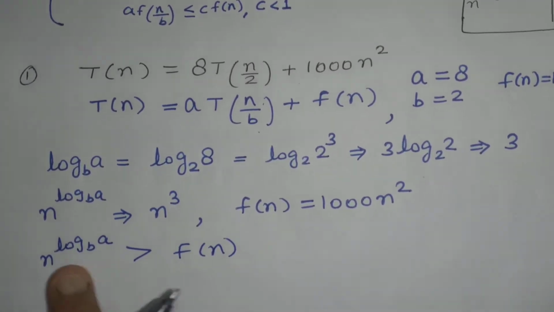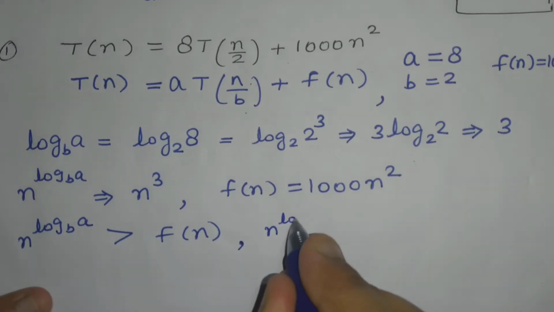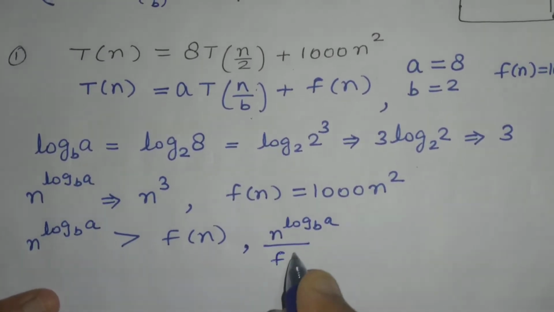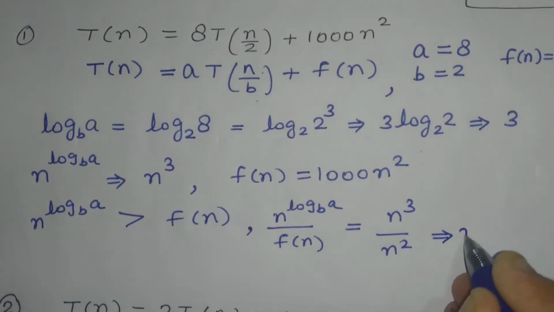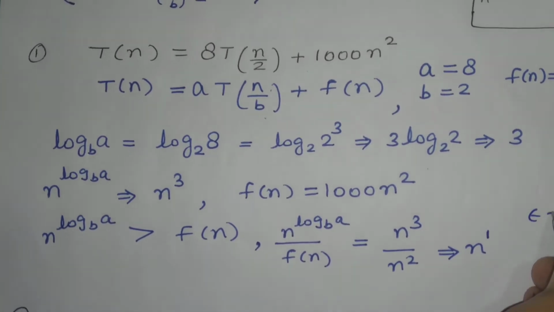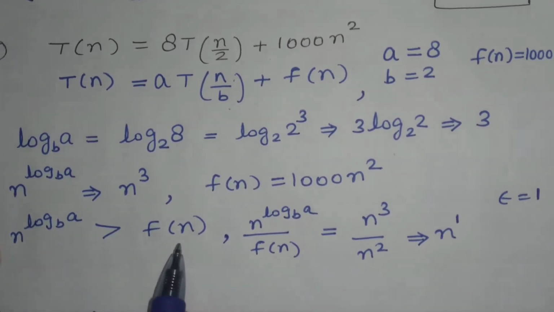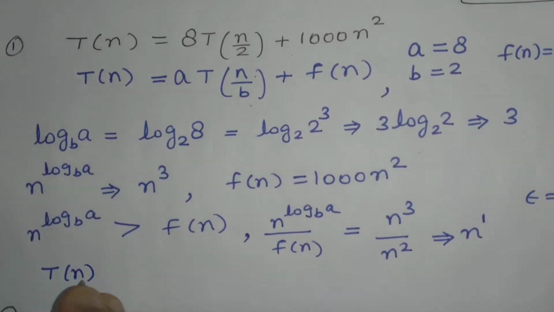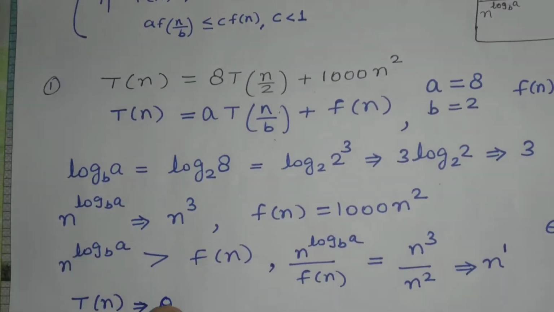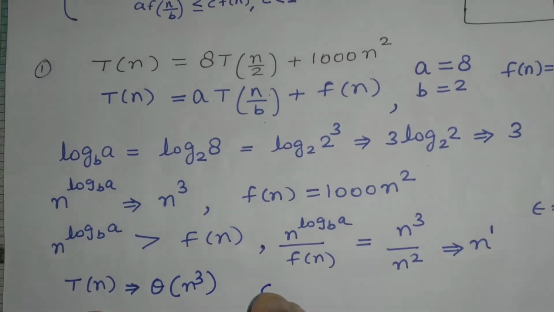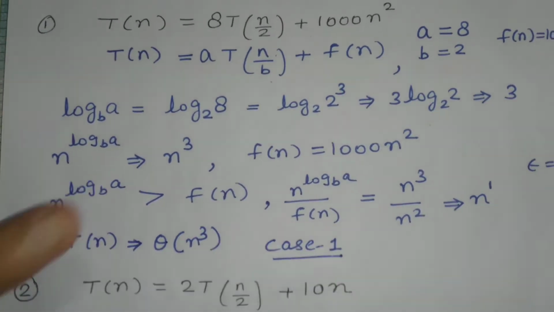Okay, and when we compare greater, then we can also compare by using the ratio, n^(log base b a) upon f(n). We can compute this ratio also. So n^(log base b a) is n³ and f(n) is n², that means we are getting n to the power 1. So here epsilon value is 1. So this is greater both asymptotically and polynomially, hence case 1, and the solution for case 1 is theta of n^(log base b a). So the solution is T(n) is theta of n³. Okay, case 1, right?